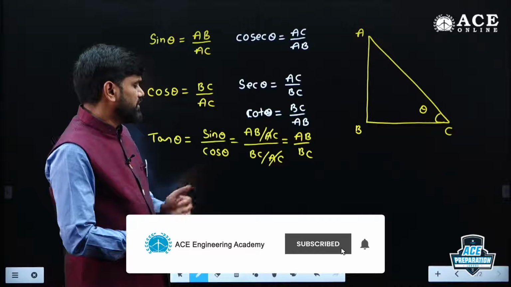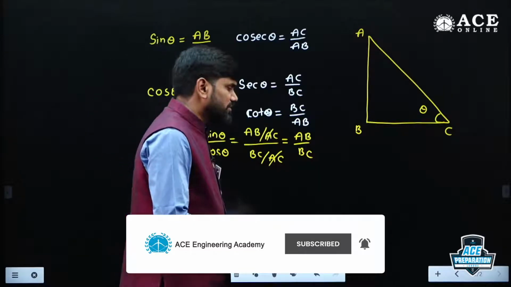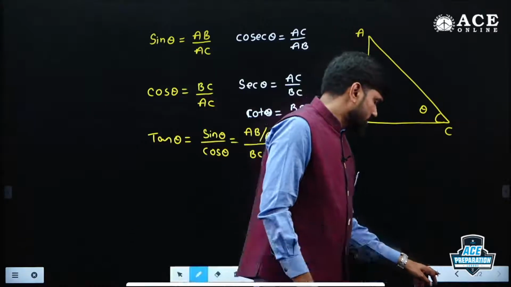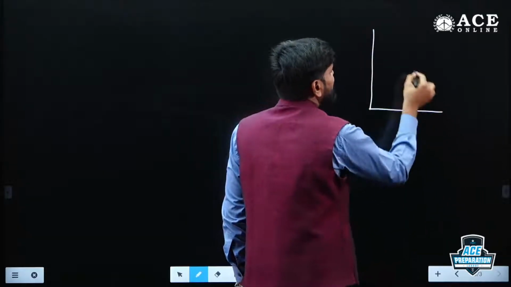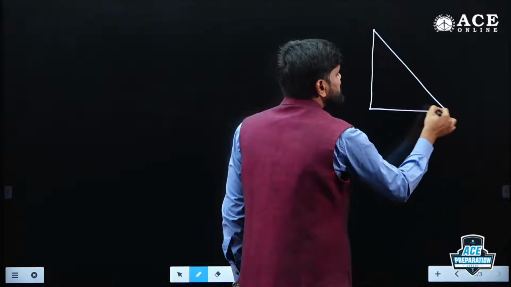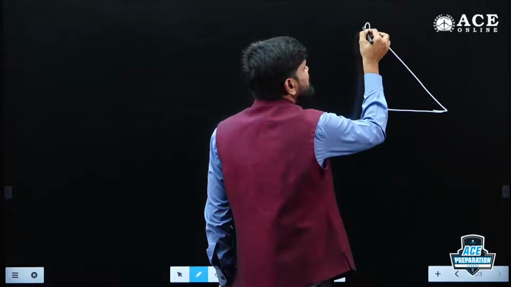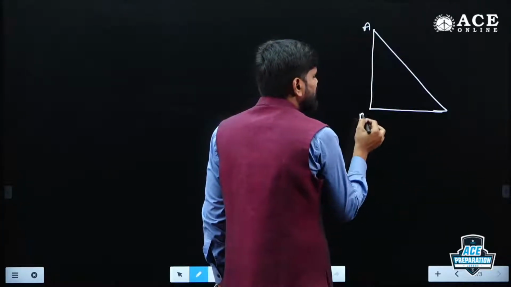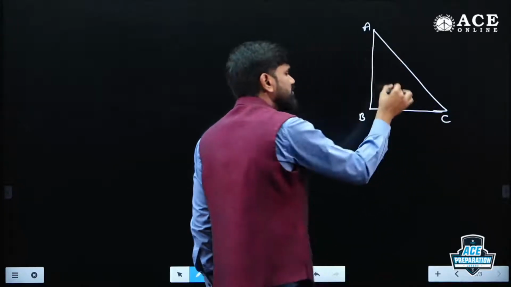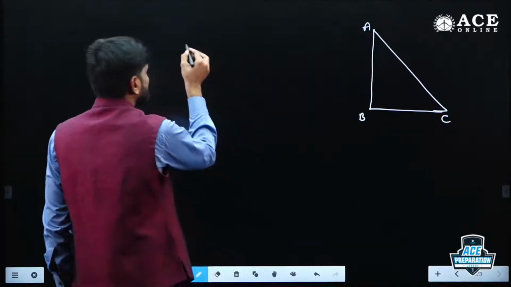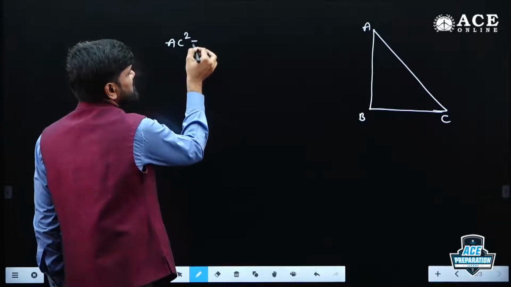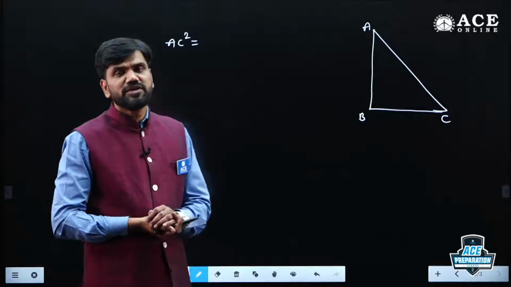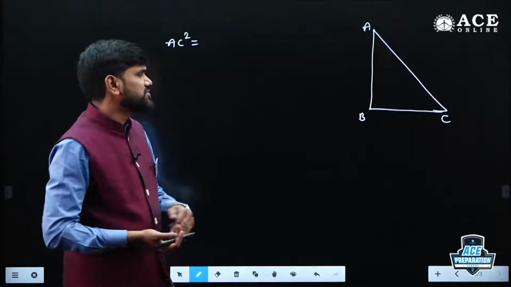Now going ahead further, as we know, according to the Pythagoras theorem, in a right angle triangle the square on the hypotenuse is equal to the sum of the squares on the other two sides. So the square on the hypotenuse, that is AC square, will be equal to AB square plus BC square.